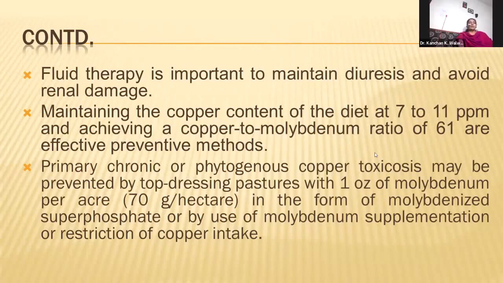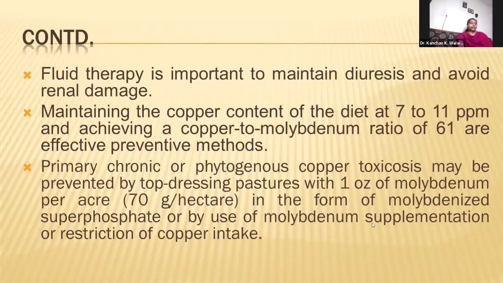So maintain the copper content of the diet at 7 to 11 parts per million, and also achieve a copper to molybdenum ratio of 6:1. It is helpful in preventing copper toxicosis. Otherwise, copper toxicity occurs when the copper to molybdenum ratio is about 10:1. Okay, so primarily, again, there are some phytogenous roots also from where the animal is getting copper, and it may also lead to copper toxicosis.